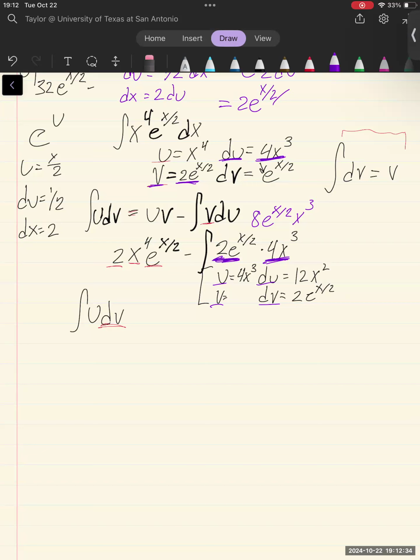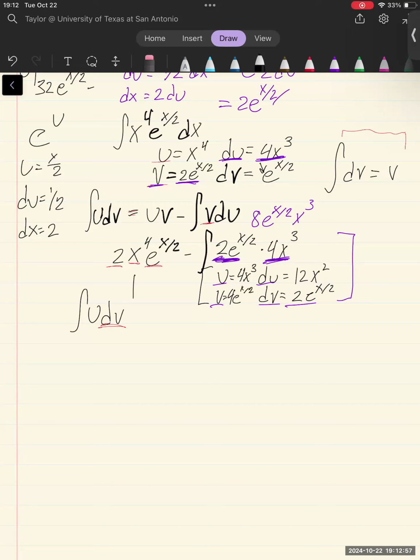And then you said this one we have to do twice to get the correct answer, correct? Yes. You would do this part and then the resulting integration by parts, which would be, so the integral here would be 4e to the x over 2.